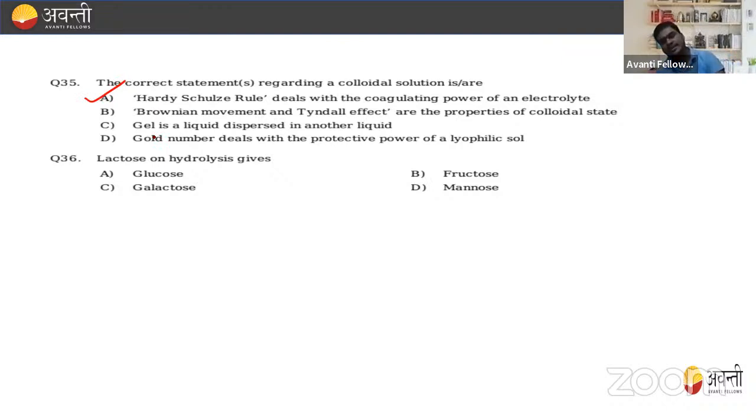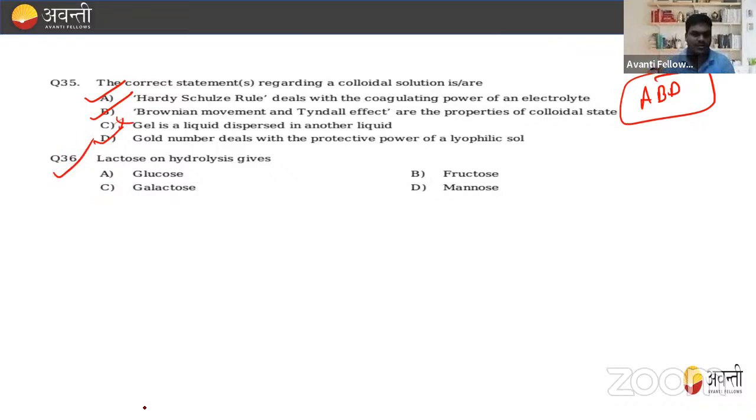Brownian movement and Tyndall effect are the properties of the colloidal state. Correct. Gel is a liquid dispersed in another liquid. No, gel is a liquid dispersed in a solid. So this is wrong. Now, gold number deals with the protective power of lyophilic colloids. This is also correct. So which of the following is correct in question number 35? A, B, and D. These three statements are absolutely correct.